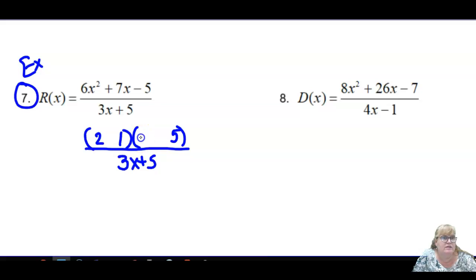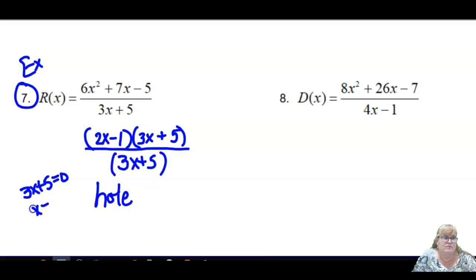Am I crazy? Oh no, that works. Duh. There's 10x positive and a negative 3x, which would give me 7x in the middle. Oh, I should have taken the hint that this was in the denominator. So there is a hole. The hole is when 3x plus 5 equals 0, which would be x equals negative 5/3.